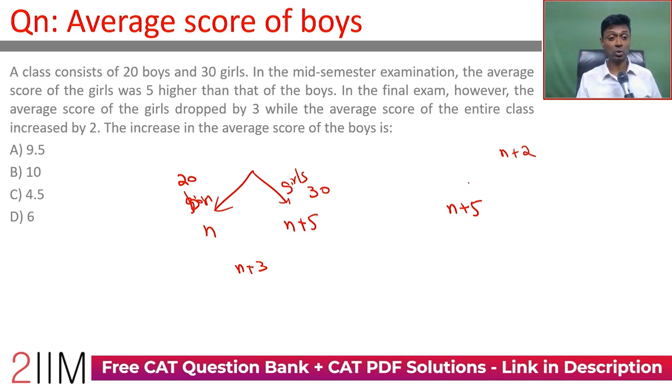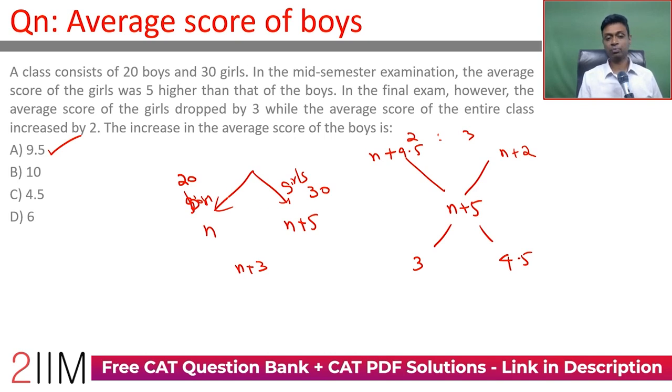What will be the increase in the average score of the boys? Now n plus 2 and something would have resulted in n plus 5. This difference is 3. Ratio should be 2:3. So this difference should be 4.5. I'm talking about the alligation method. So this should have been n plus 9.5, or the average score of the boys would have increased by 9.5. And wonderful question, beautiful question, done with the approach of alligations.